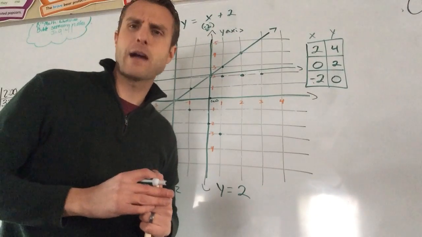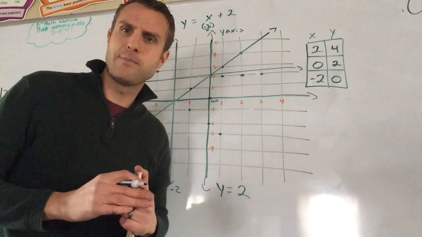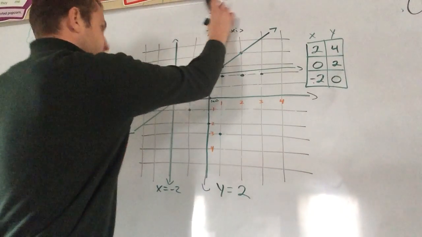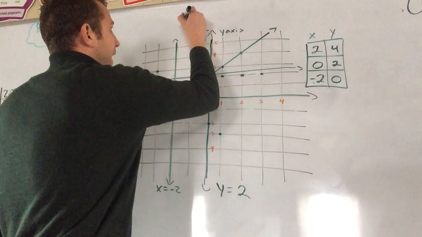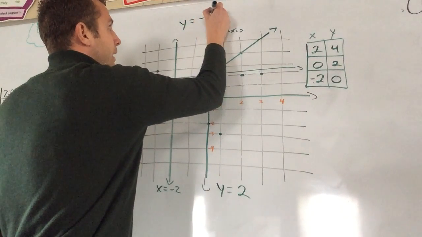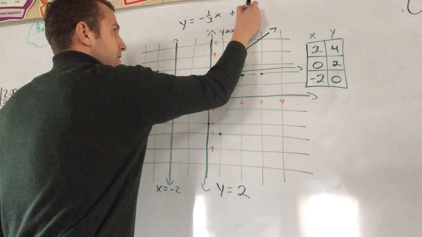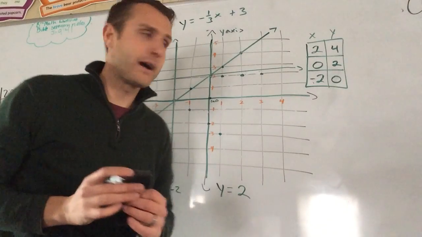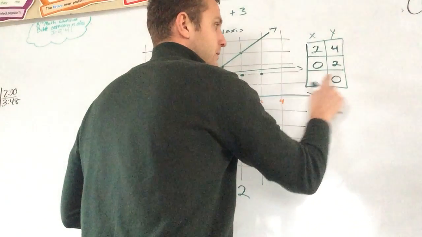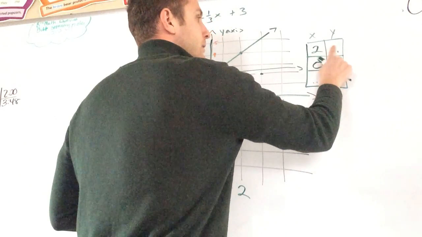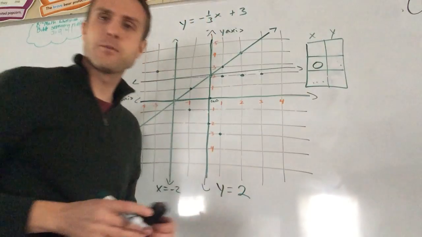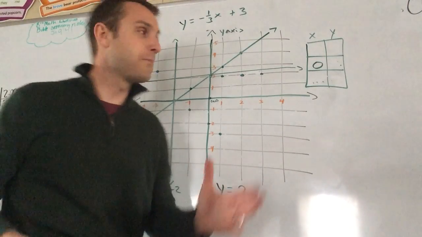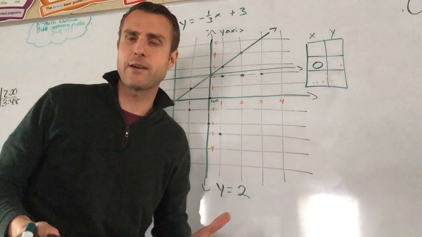What about if I have a fraction being multiplied by my x? Let's say, for example, my equation is y equals negative 1/3 x plus 3. Well, like always, my first number I still want to choose is 0. But for my other numbers, I want to choose a number that will cancel out my fraction. So when I multiply by negative 1/3, I won't have a fraction anymore.